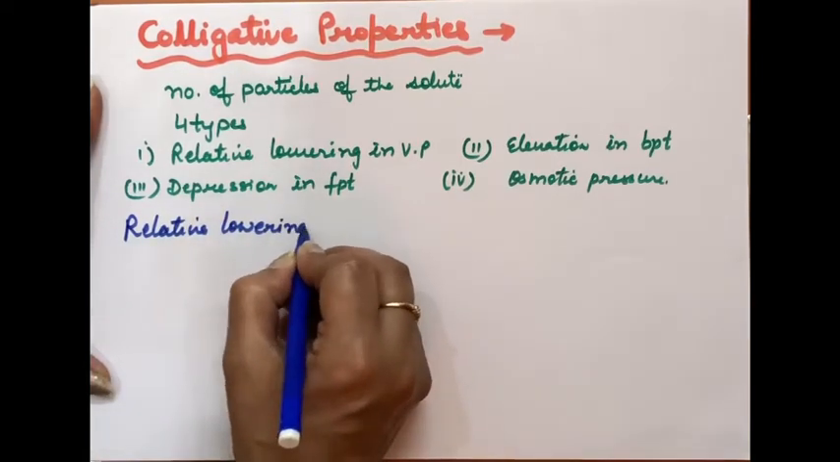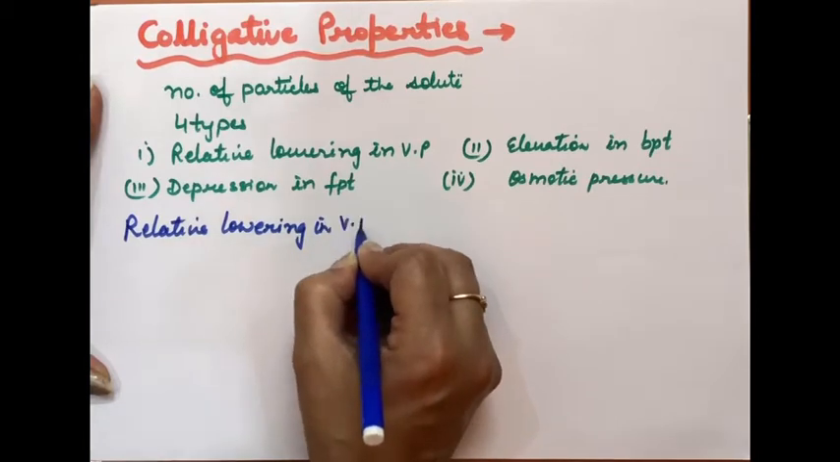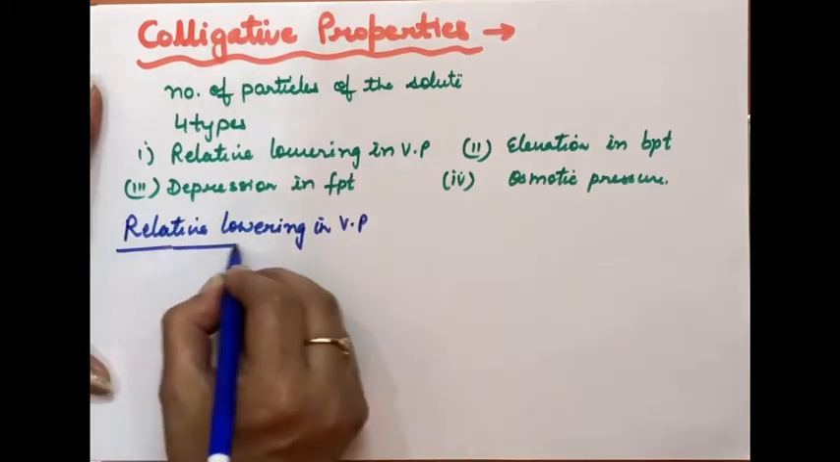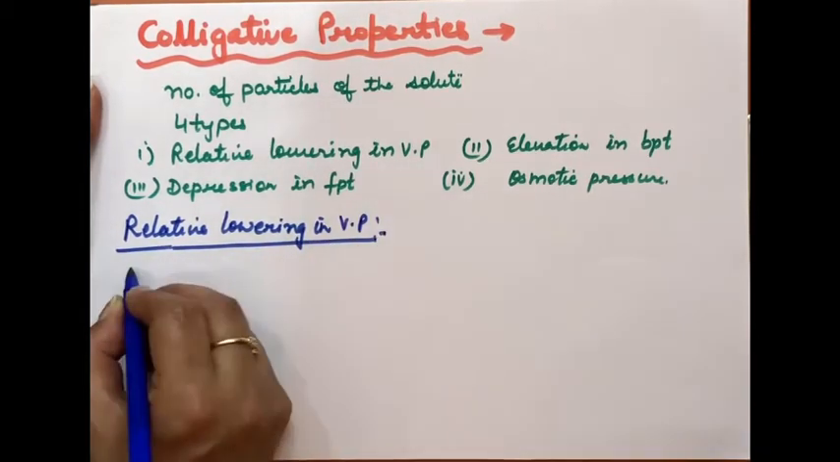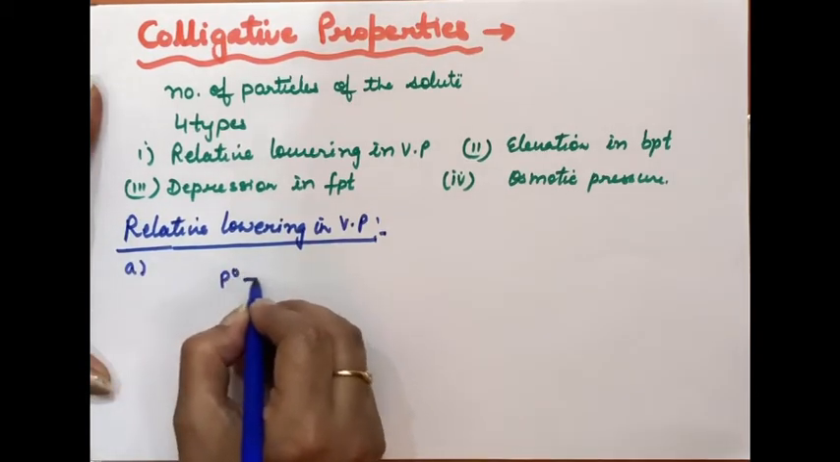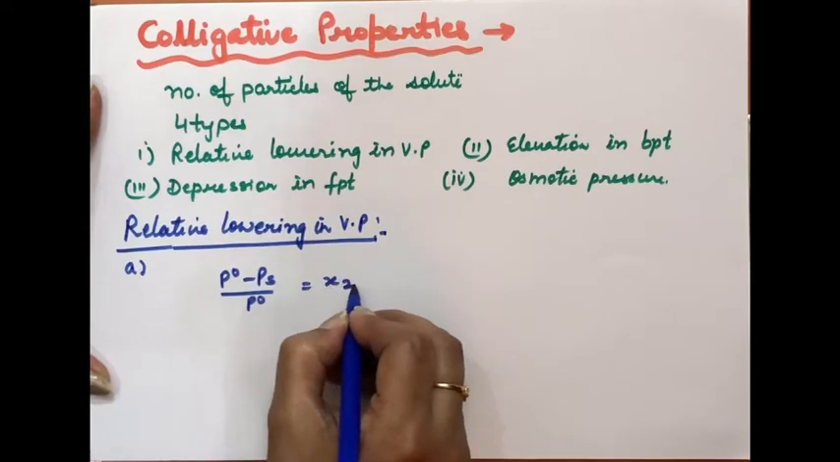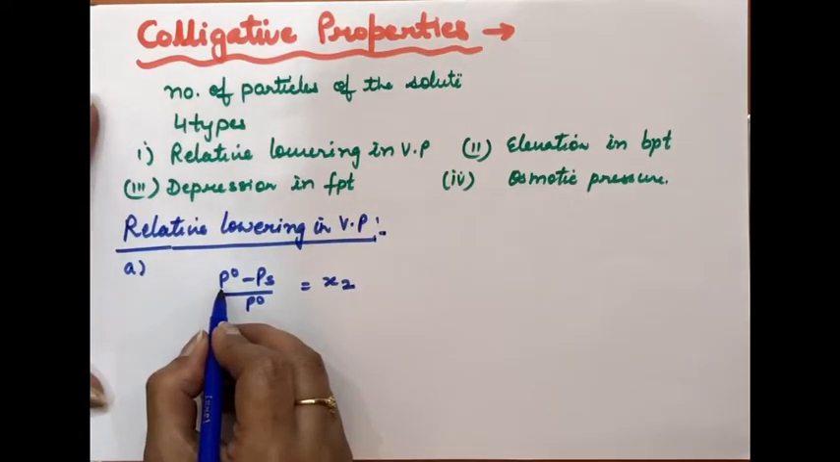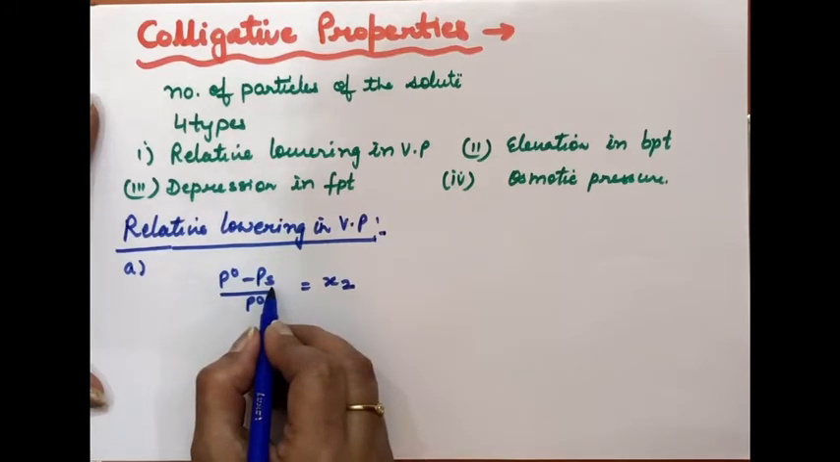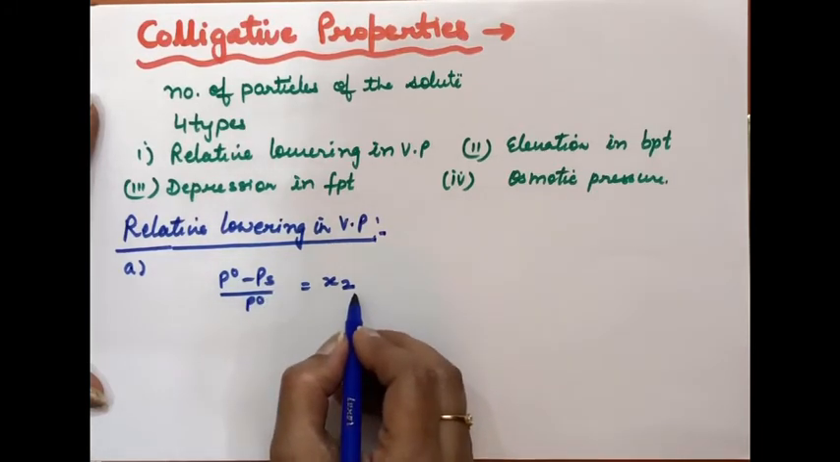And the derivation of this relative lowering in vapor pressure we have already done in the Raoult's law. The formula was (P0 minus Ps) upon P0 equal to X2. This we have derived, where P0 is the vapor pressure of the pure solvent, Ps is the vapor pressure of the solution, and X2 is the mole fraction of the solute.